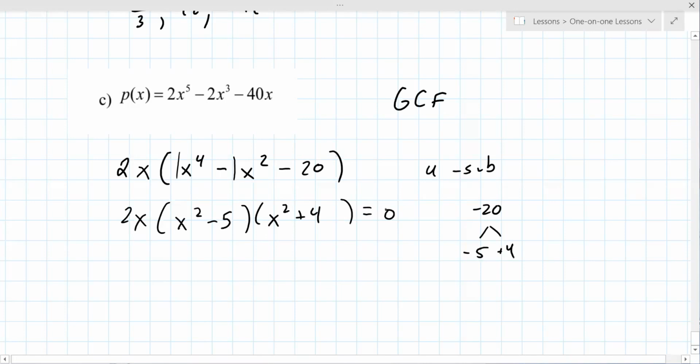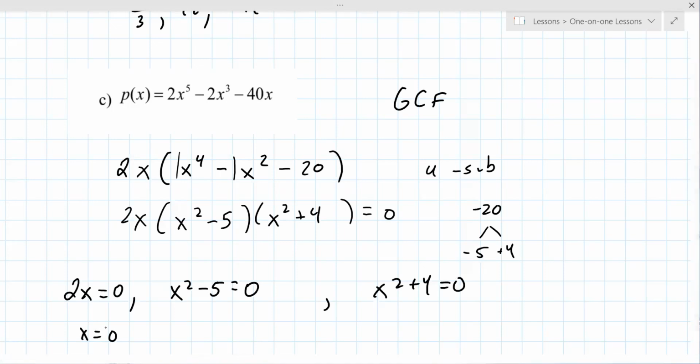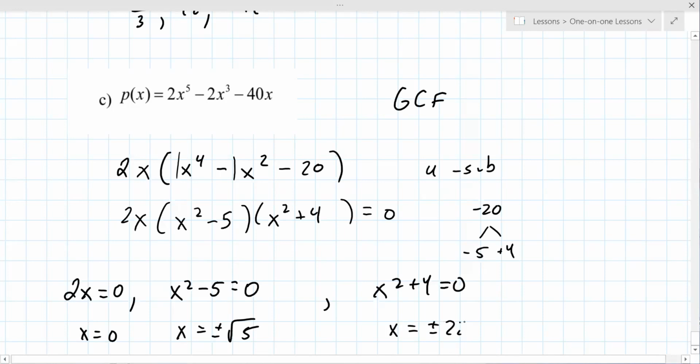So again, our goal here is to find the zeros. So we're going to set each of these equal to 0. Okay. Now, the first one is x equals 0. The next one is x equals plus or minus square root of 5. And then the last one is plus or minus 2i. Those are just from their previous problems.